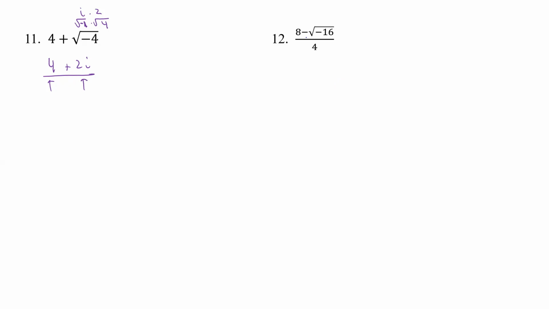Okay, what about this one? Well, this one I'm going to work with the numerator first, and then I'll pull in the denominator and see if there's anything I can do. So we'll have the square root of negative 16 is the square root of negative 1 times the square root of 16. And that's i, that's 4. So what I get in the numerator is 8 minus 4i all over 4. Okay. Now I can cancel out. 4 will go into 8 2 times. 4 will go into 4 1 time. And so what I end up with is 2 minus 1 times i, or just 2 minus i.